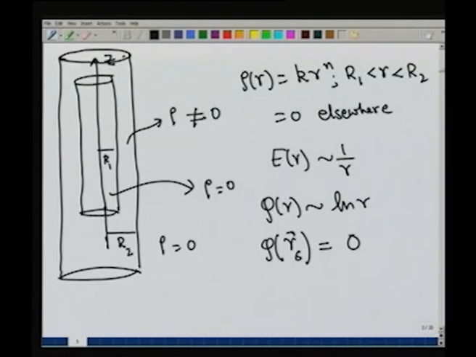So I will request all of you, I will urge all of you to solve this problem as well. Now, having worked out these problems, we have discussed various problems. I first looked at the dipole, then I introduced the problem of quadrupole. I have introduced charge distribution between two concentric spheres. I have introduced charge distribution between two concentric cylinders.